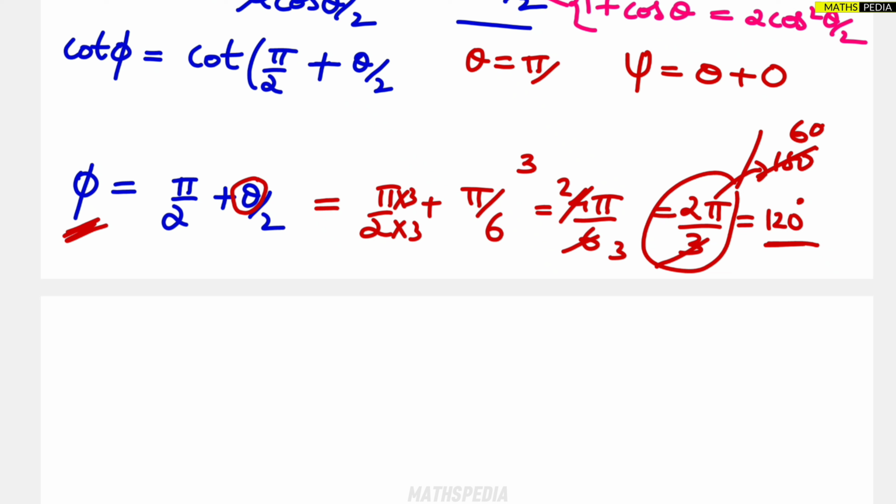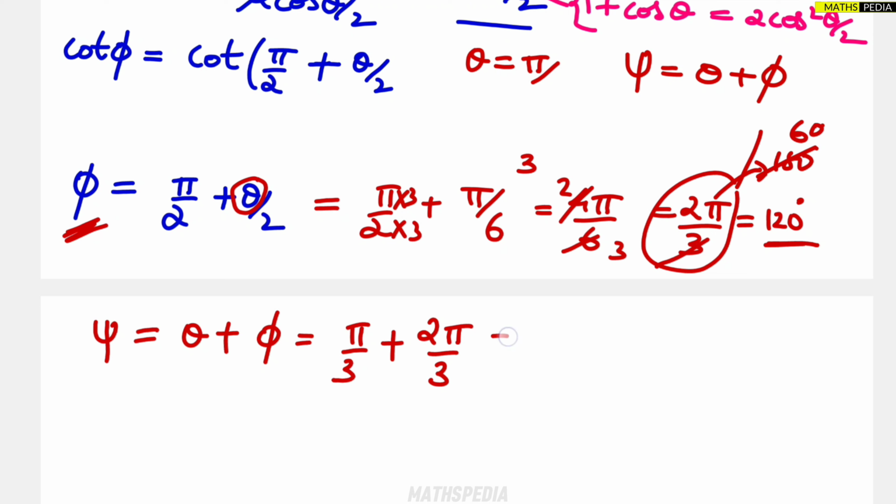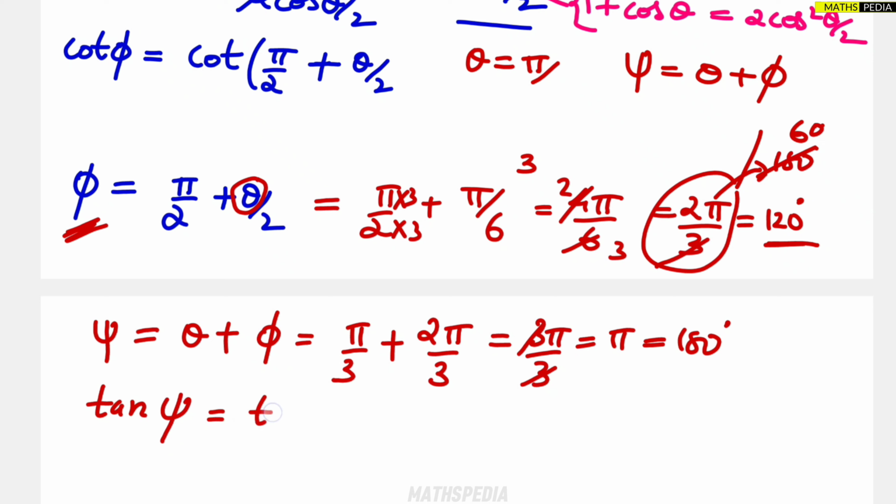Next, I have to get the psi value now. Psi value is equal to theta plus phi. The theta value we know is pi by 3, given in the question. The phi value we just found is 2 pi by 3. When you add both, no need to take LCM, it is directly 3 pi by 3. So 3 and 3 cancel, giving pi, which is equal to 180 degrees. We have to get the tan psi value, so tan 180 degrees, or tan pi. Tan 180 degrees is how much? 0.